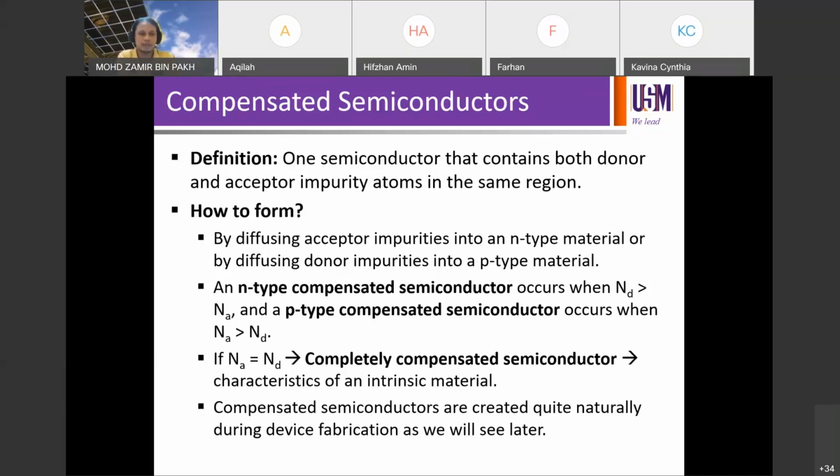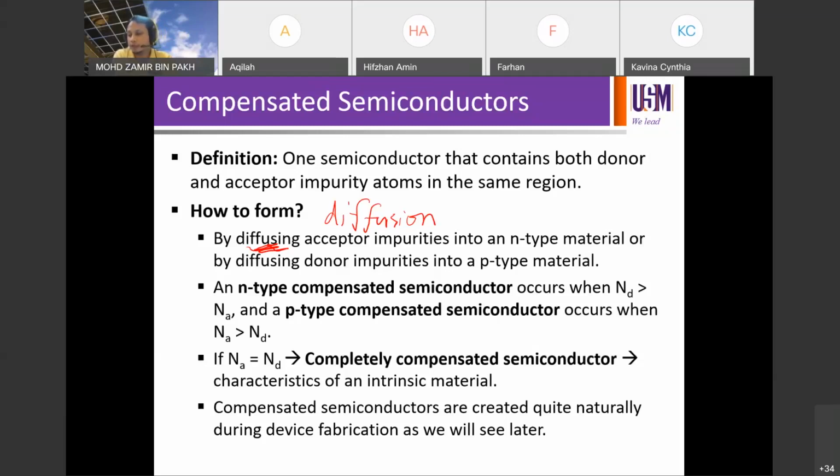Okay, how do we do that? By diffusing acceptor impurity atoms into an n-type material, or by diffusing donor impurities into a p-type material. So the process that we do is called the diffusion process. We're going to learn the details later, not in this course though. In 487, the process is called diffusion. It is a process of incorporating the dopant atoms into the silicon lattice.